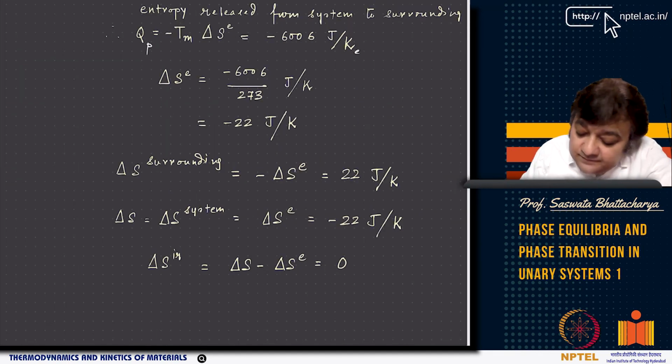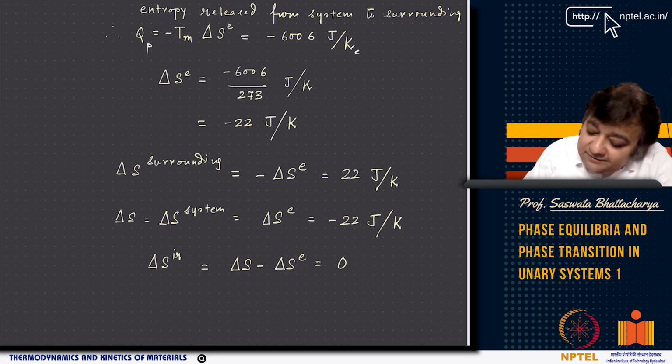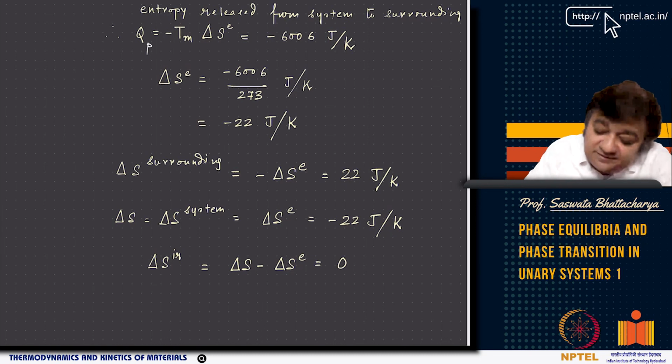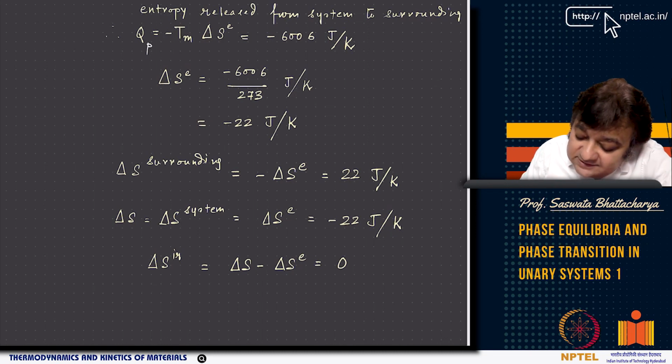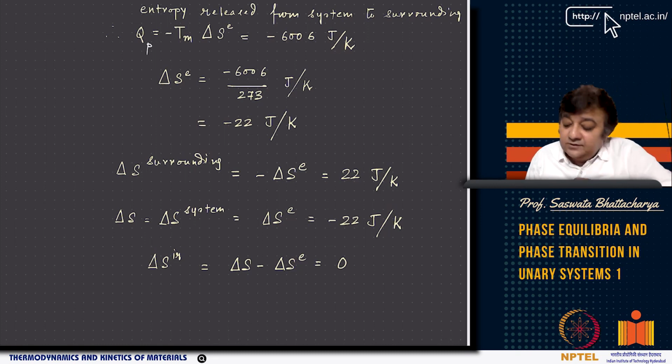Now if you think of the entropy released, water transforming to ice means heat is released to the surrounding, so there is an entropy released to the surrounding, and that amount will be minus 6006 by 273. So first of all, the heat released is minus 6006 joules per mole, and the entropy change comes from the equation Q equals minus Tm delta S, which is basically given by minus 22 joules per Kelvin.